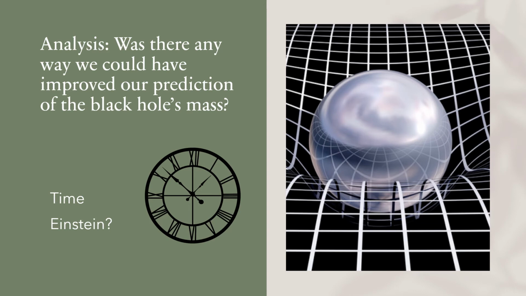So, was there any way we could have improved our prediction of the black hole's mass? One thing that comes to mind is time. When close to a black hole, since the mass of it is so big, it bends the space-time fabric quite significantly. To improve this prediction, we can use Einstein's theory of relativity.